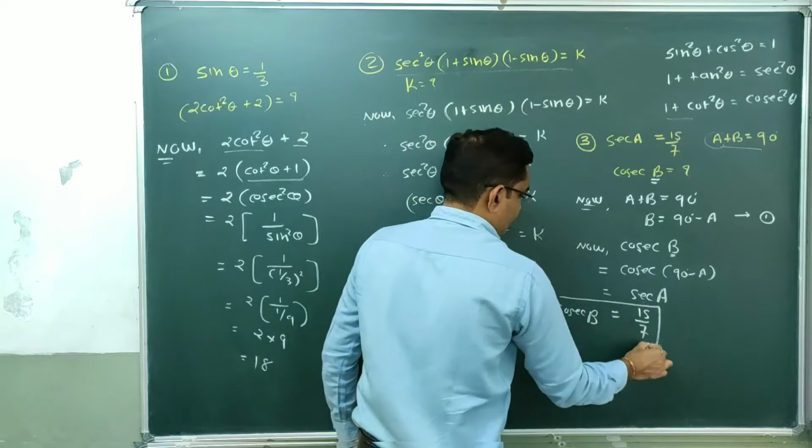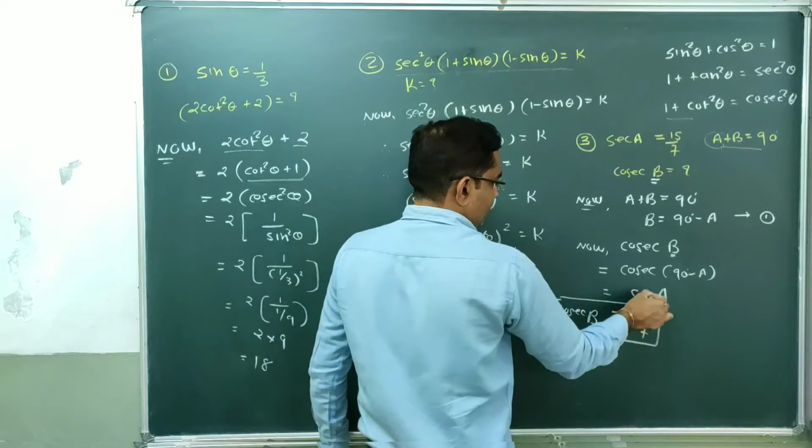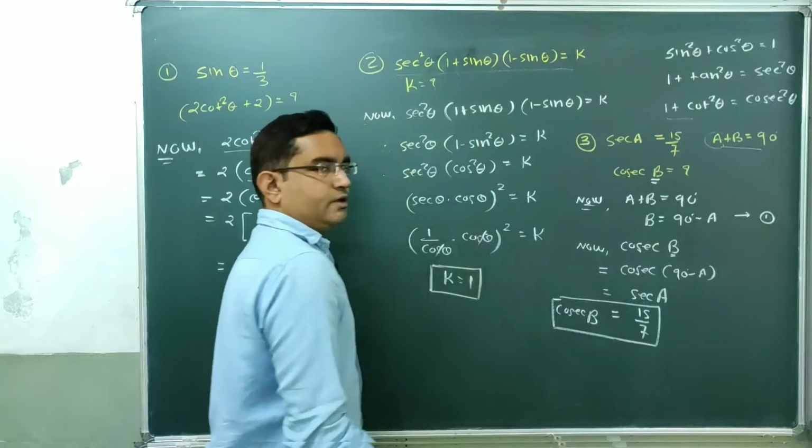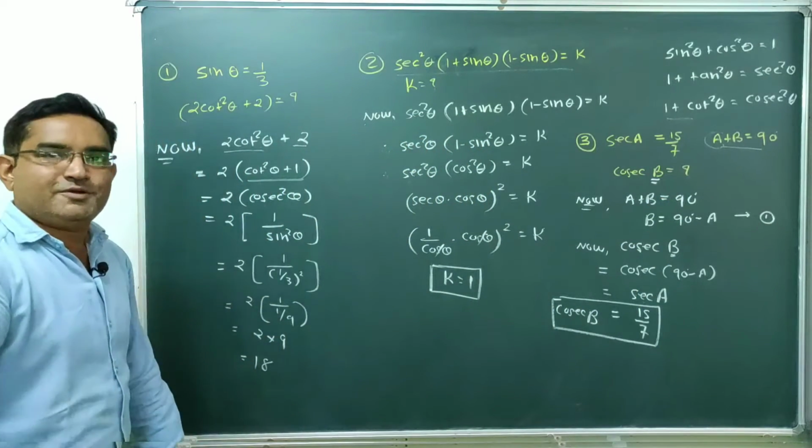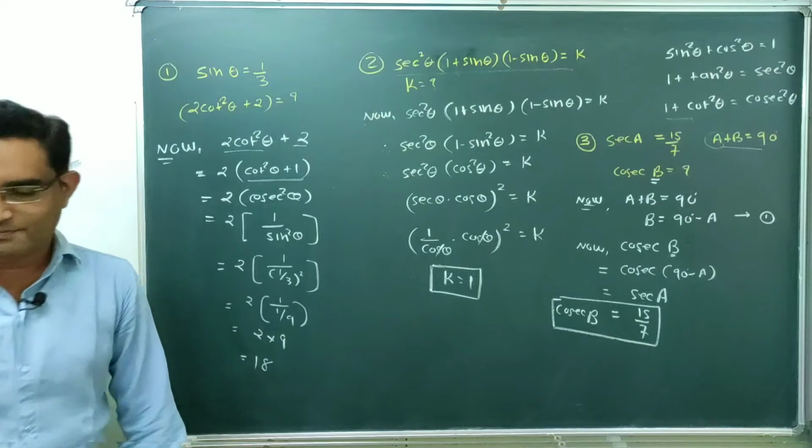Cosec B is 15/7, replacing sec A with 15/7. Clear students? Now pause this video and note it down.